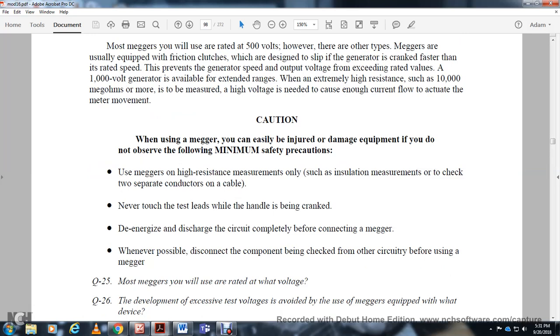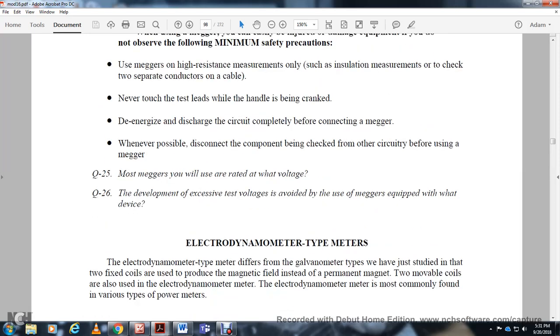Caution. When you use the megger, you could easily injure yourself or damage the equipment if you do not observe the following minimum safety precautions. Use the megger for high resistance measurements, mainly insulation checks between two separate conductors of a cable. Never touch the test leads while the handle is being cranked. The circuit must be discharged completely before using a megger. Whenever possible, disconnect the component being checked from the other circuits before using a megger.